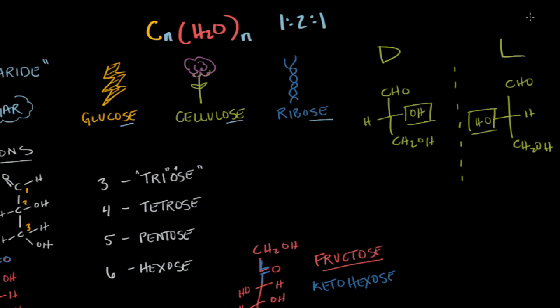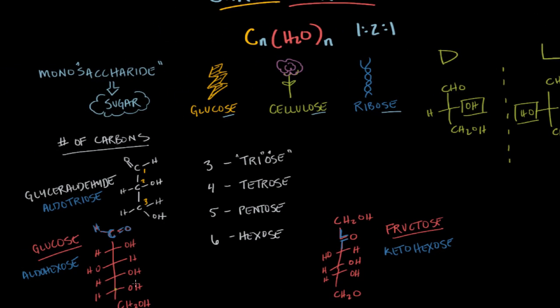And so as an example, going back to the glucose, this would be a D aldohexose, because the hydroxyl group is on the right hand side of this molecule. And again, with our fructose, same thing. The last chiral carbon has the OH group on the right hand side, so this is a D ketohexose.